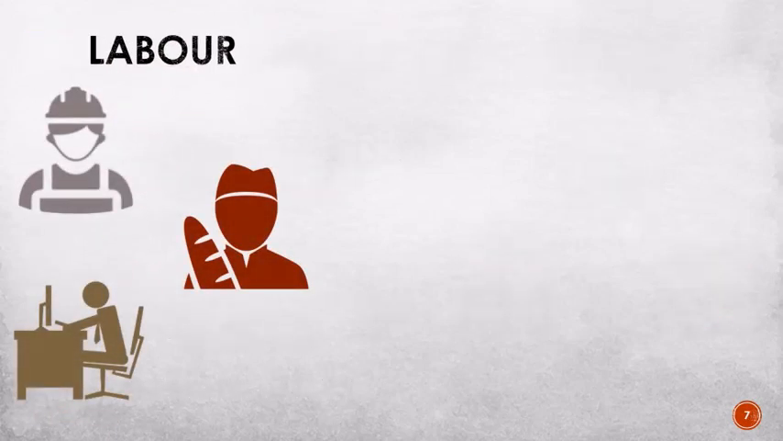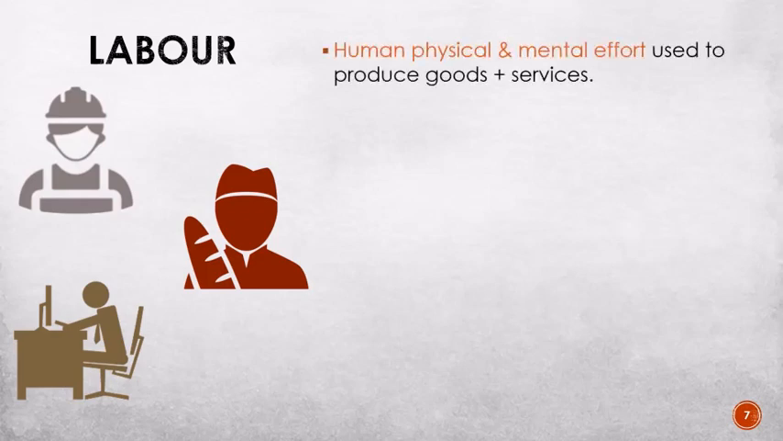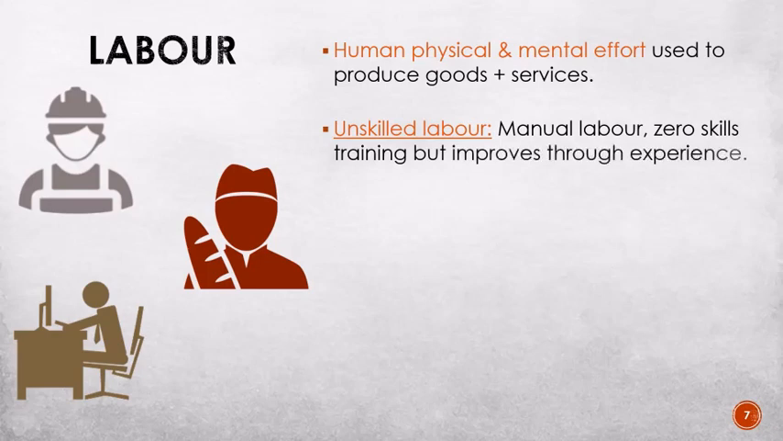The next factor of production is my personal favorite because you can actually visualize this, and it's labor. So the basic definition of labor is the human, physical, and mental effort that a company needs to produce goods and services. And we've got 3 different levels of labor in a company. We've got our unskilled laborers. These are the laborers that do not have any skills training, but they do manual labor and they usually improve through experience. So in terms of Boys High, these will be your ground staff members.